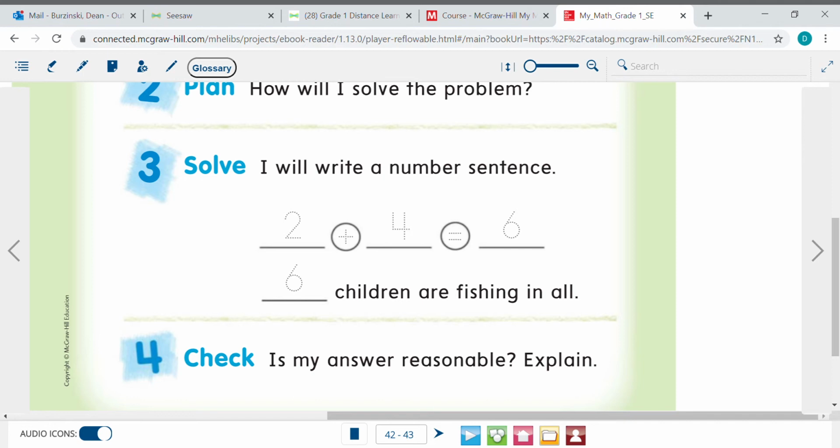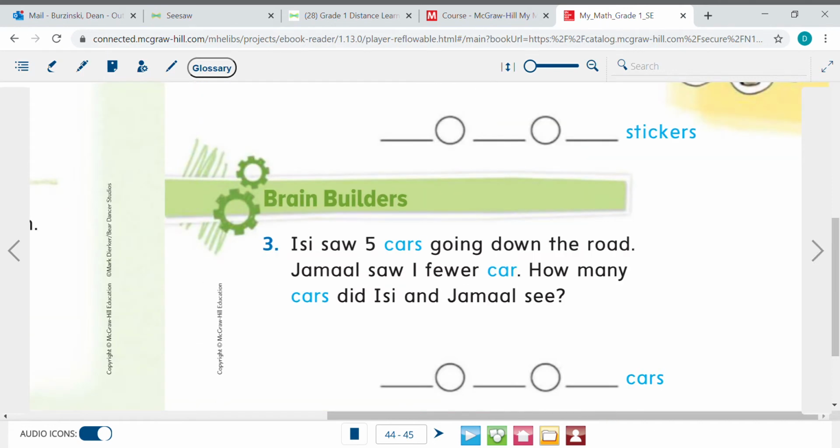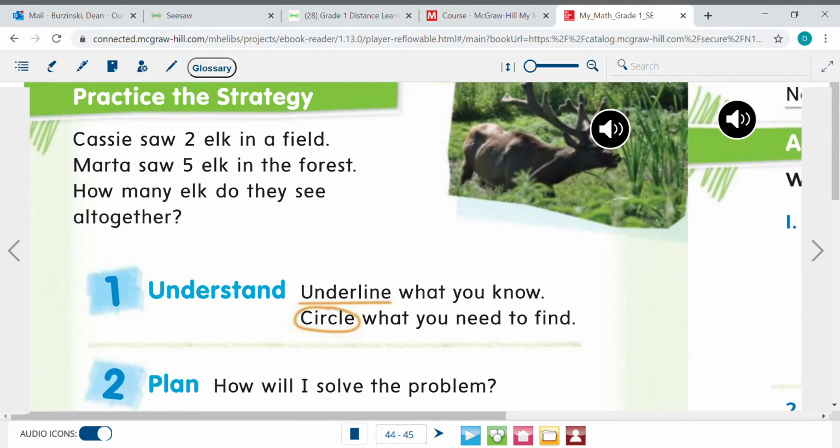All right, let's turn to the next page. Page 44. Here's the next story, and I see this animal right here. Do you know what that is? Well, that's called an elk. Looks like a moose, too. It's an elk. And here's the story.